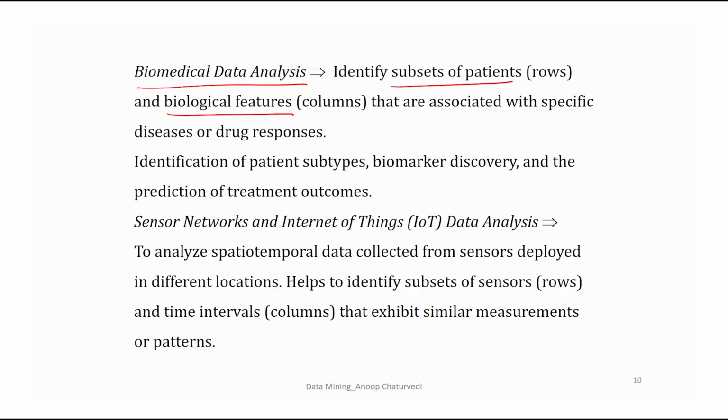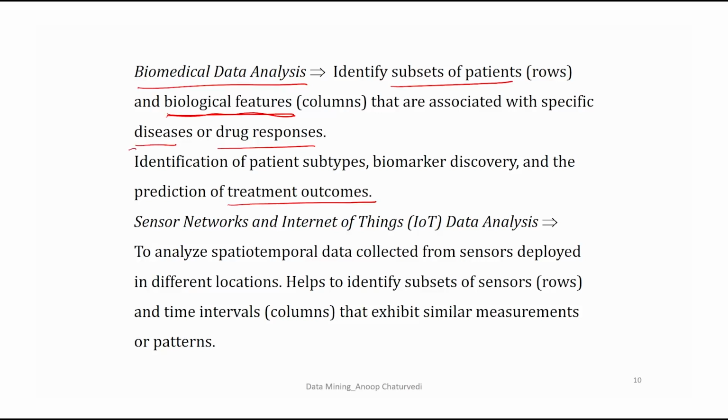These biological features are associated with some specific disease or response to the drug. Now, it may happen that a particular subset of patients belonging to a certain race may have a different kind of response, meaning that particular group has a similar kind of response to a particular group of biological features, whereas the other patients don't have the similar kind of response, they have a different kind of response for that particular group of biological features. Identification of patient subtypes, biomarker discovery, and the prediction of treatment outcomes.